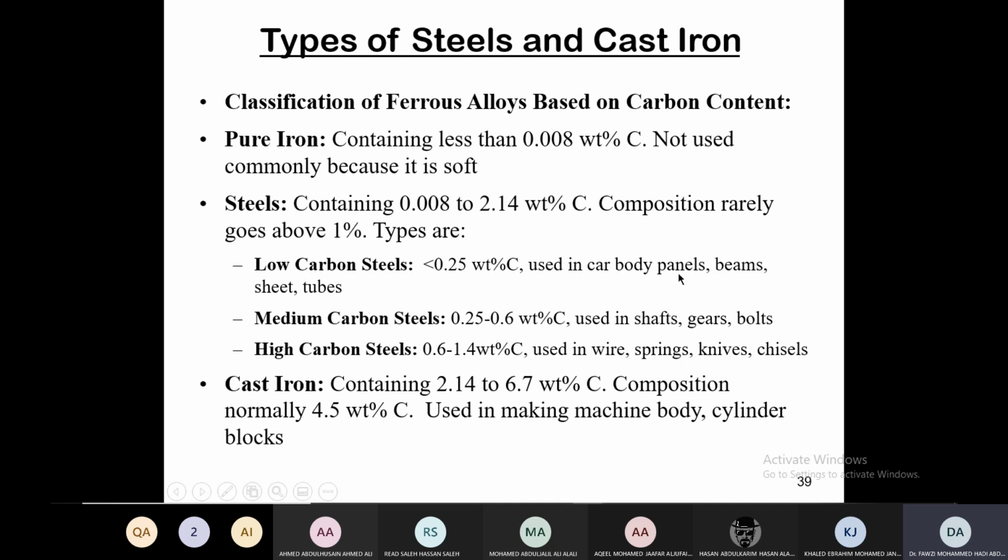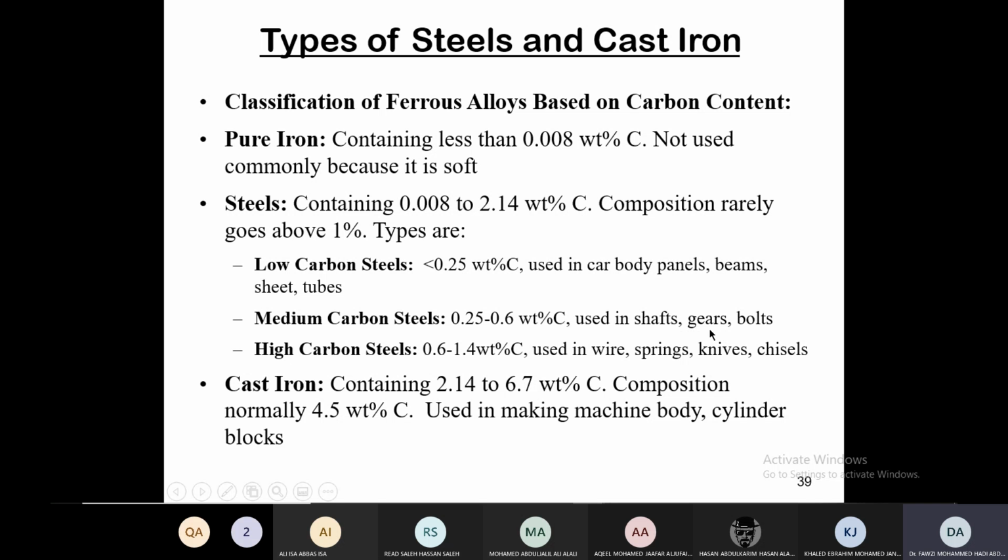These are used in car body panels, in beams, in sheets, in tubes. These are all low carbon steels. Medium carbon steels, between 0.25 and 0.6, are used in shafts, in gears, in bolts. Specifically, you are going to use these in machine design. In Machine Design 1, you will be designing shafts and bolts.